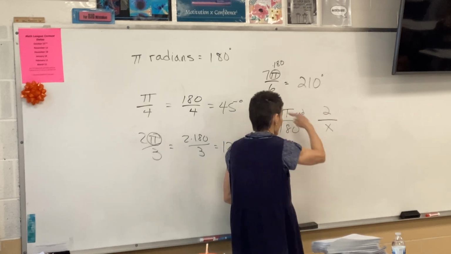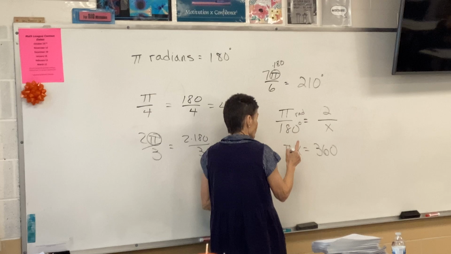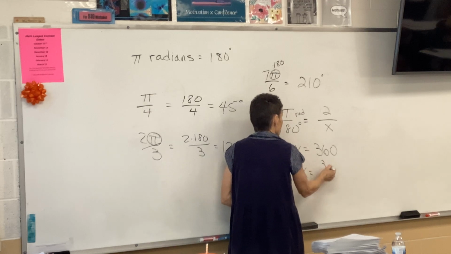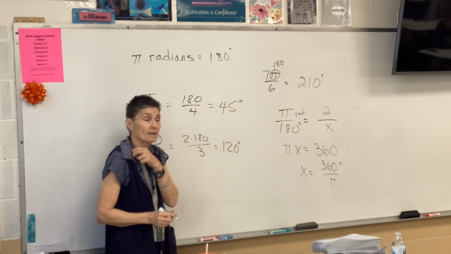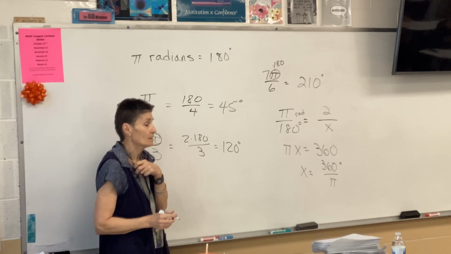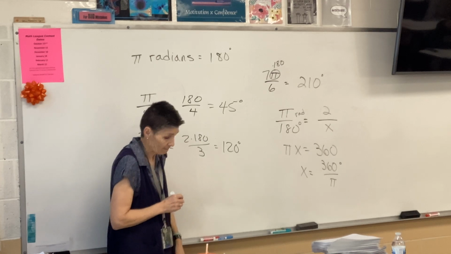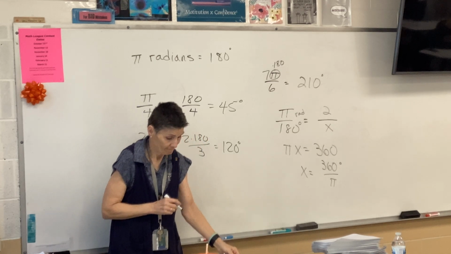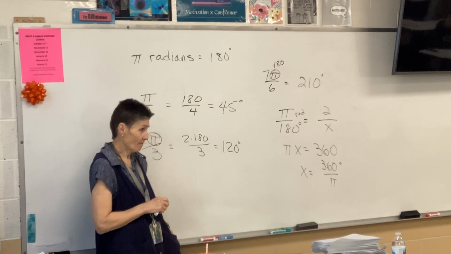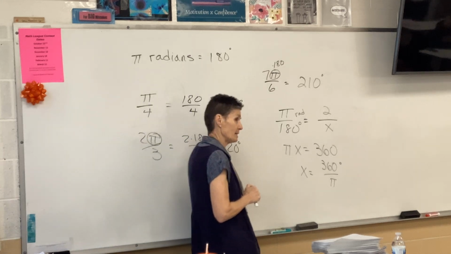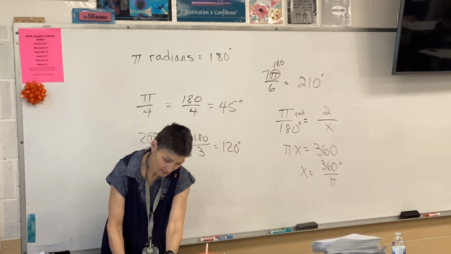So then we'll cross multiply. You're solving for x, so you're going to divide by pi, and there is the answer to the question. I know that is a weird looking number, but we just have to get used to that. And then F is crazy easy. Pi radians is how many degrees? 180. Exactly. Pi radians is 180 degrees.